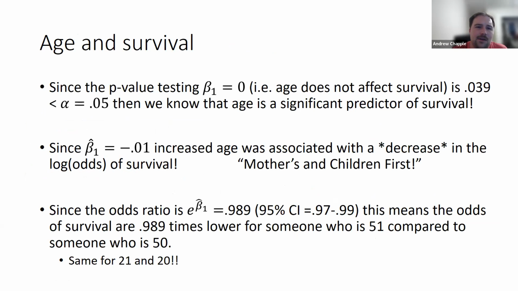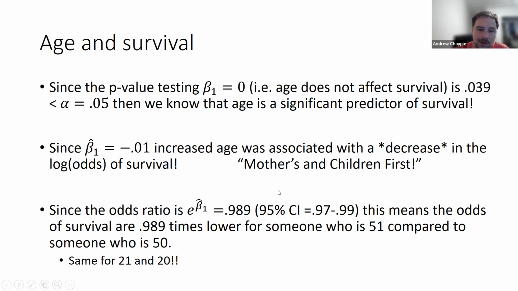Here, okay, the p-value for testing beta 1 equals 0 is 0.039, which is less than 0.05, right? So you know that age is a significant predictor of survival. And then you look at the coefficient magnitude. Since beta 1 hat is negative 0.01, that means increasing age was associated with a decrease in the odds of survival. And that makes sense, right? If you remember Titanic, they did mothers and children first. So they did younger people. If you're a mom, you're probably younger. If you're a kid, you are. So that age effect we're seeing is a real thing.